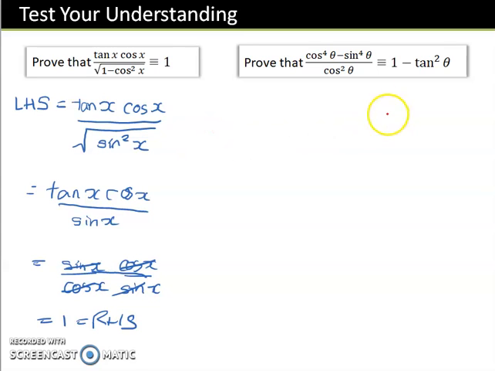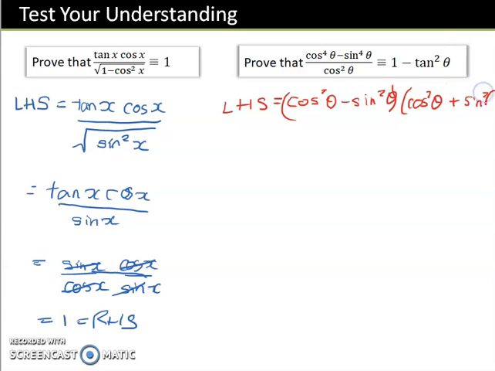Okay, and then on this side, again, it's a proof, so I'm going to start with my left-hand side because my right-hand side looks much nicer. And this one, you have to recognise that that is a difference of squares. So I know it's to the power 4, so it must be cos squared theta plus sine squared theta, times cos squared theta minus sine squared theta. So I've got a minus and a plus for my difference of squares, and I've got it over cos squared theta. So that's a good start.